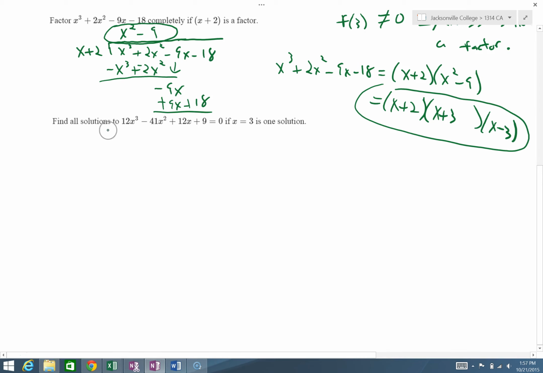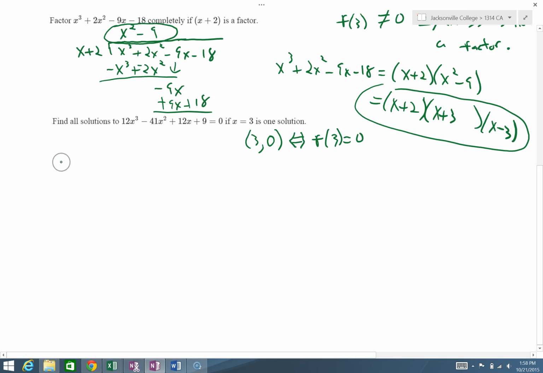Last example, find all the polynomial solutions to 12x cubed minus 41x squared plus 12x plus 9 equals 0 if x equal 3 is one solution. What they're trying to say is that this value 3, this is a 0. This is a value when x is 3, y is 0. Said another way, the function value at 3 is equal to 0. 3 pairs to 0.